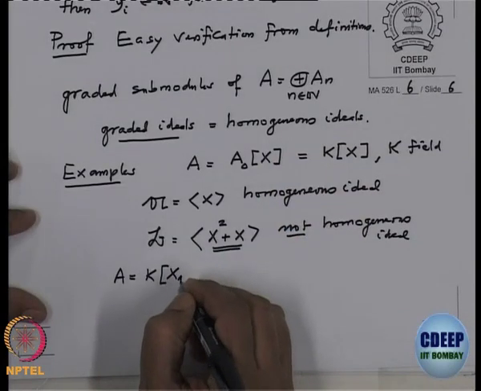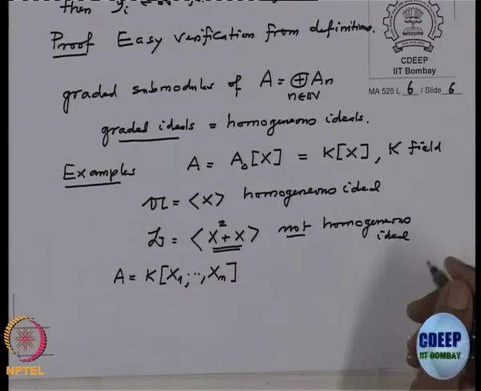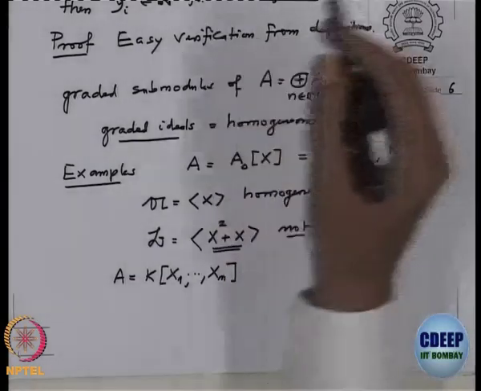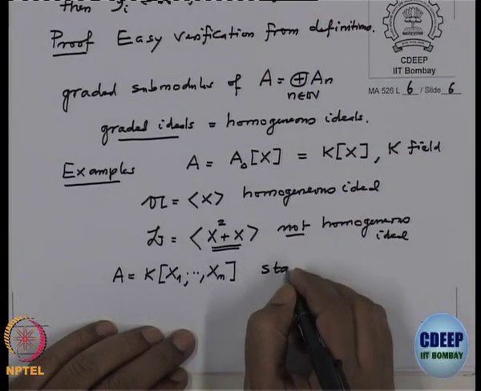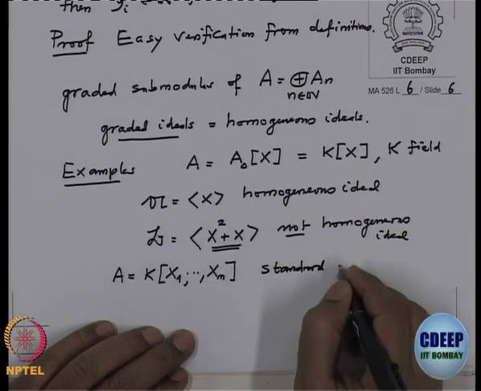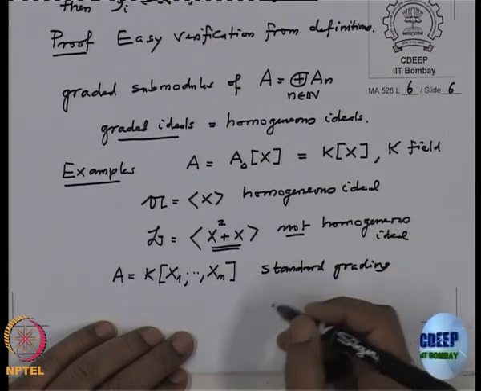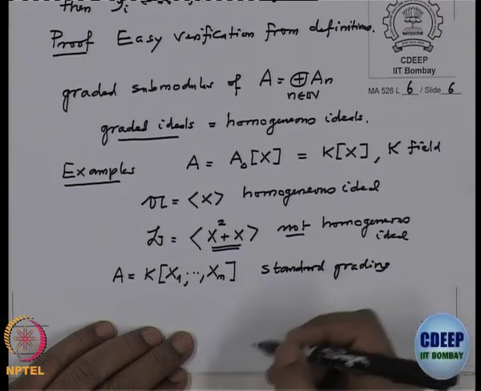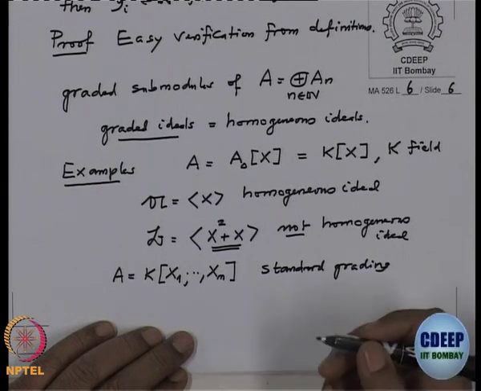And you could do it with more variables also. You can do this for a polynomial ring in many variables. And just to say, the grading we have considered so far is the standard grading. Standard means that to the polynomials we have attached the usual degree as a grading index, whereas one can do a different grading.